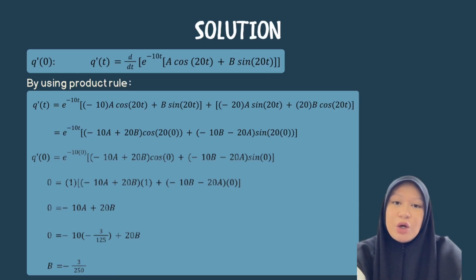To find B, we use the first derivative of the general solution of Q. By using the product rule, we get the first derivative of Q. Then, given in the equation, initial current is equal to 0. So, substitute t equal to 0 and the first derivative equal to 0. Then, we get the answer for B equal to negative 3 over 250.